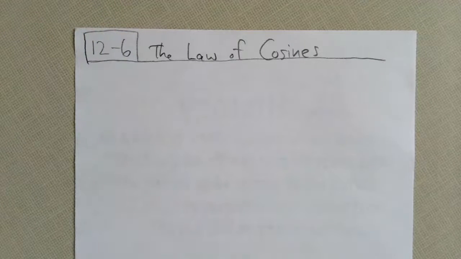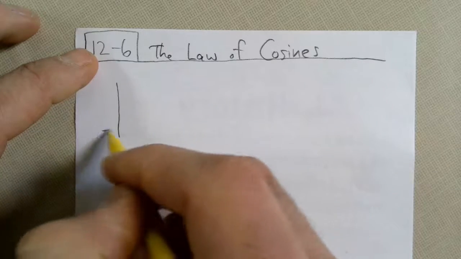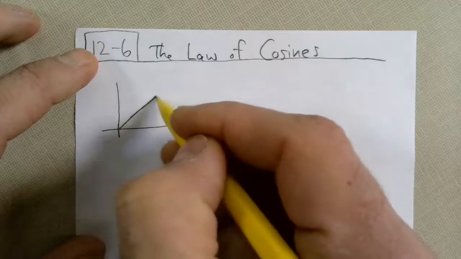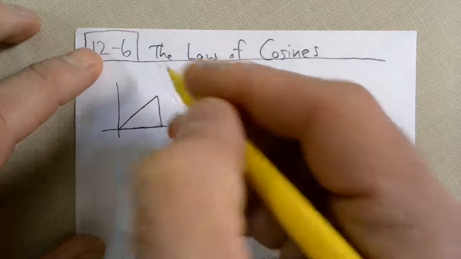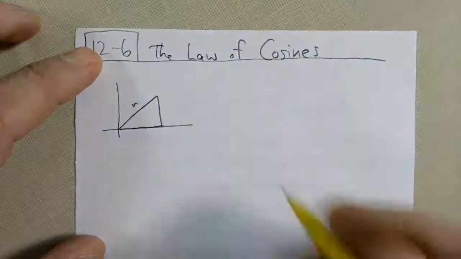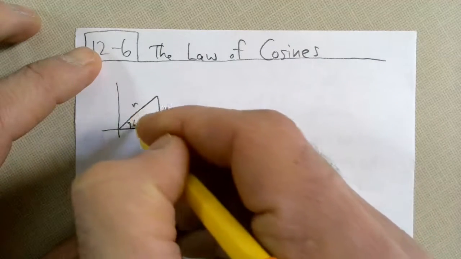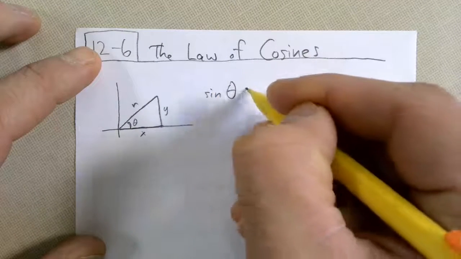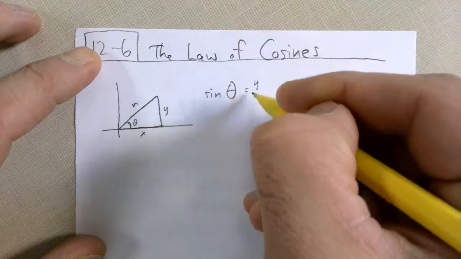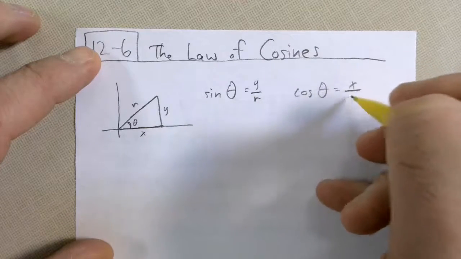Alright, you guys, welcome to Chapter 12, Lesson 6, the Law of Cosines. Now, you need to remember how to put an angle in standard position, just like this. This is called R, the hypotenuse. This is the X, and this is the Y, and this is your angle, theta. And what we learned was that the sine of the angle theta is equal to Y over R, and the cosine of theta is equal to X over R.